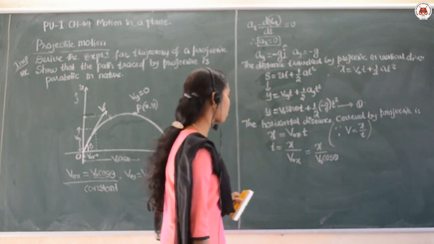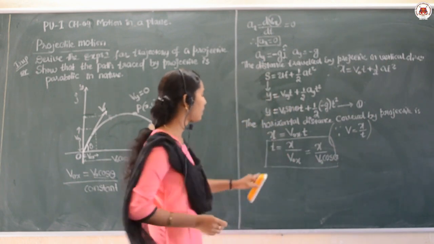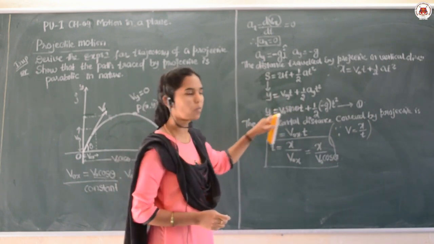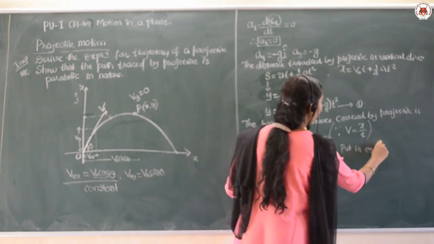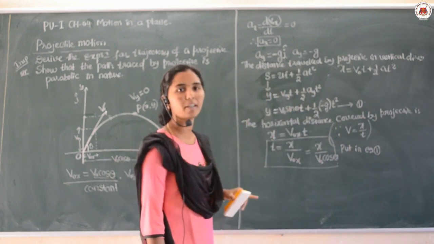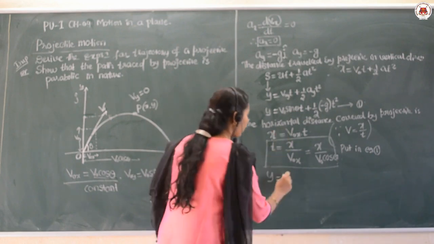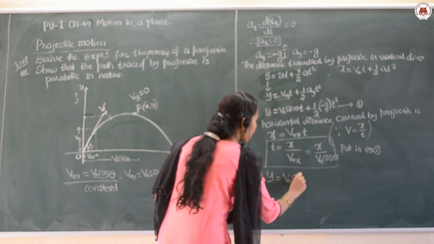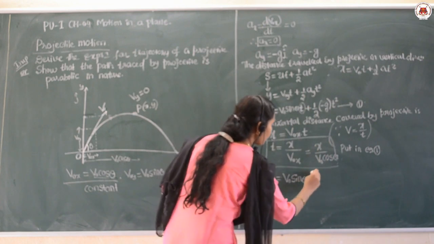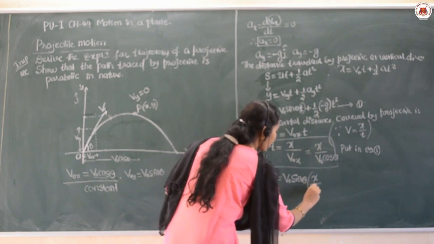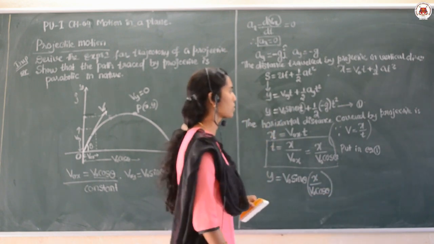Now, let us substitute this t value in the equation number 1. Put in equation 1. This we are substituting in equation 1. Then what is my expression? Y is equal to v naught sin theta as it is. In place of t, we substitute this now, that is x divided by v naught cos theta, right.